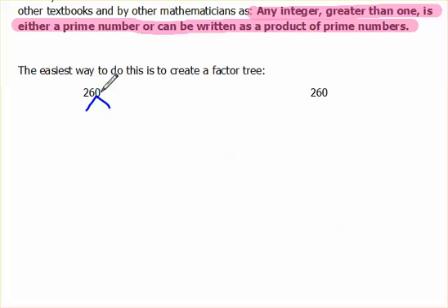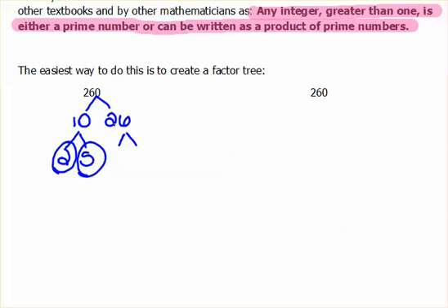So looking at 260, because it ends in 0, we know that 10 will divide into it evenly automatically. So 260 would be 10 times 26. Okay, now 10 is not a prime number. You can break it down further. In fact, 10 would be 2 times 5. Now when I'm doing prime factorizations, I always circle numbers once I get to a prime. So 2 is prime and 5 is prime, so I'm going to circle those to let me know that I'm done with them. But 26 is not a prime number.